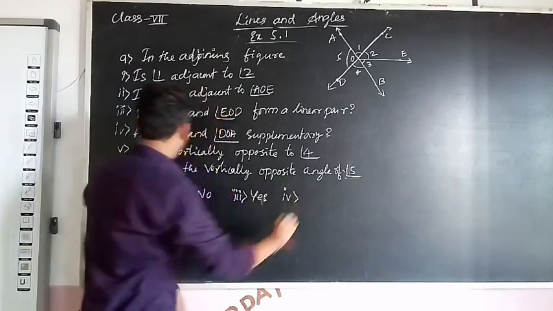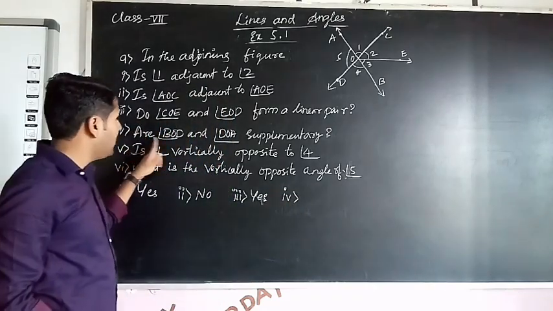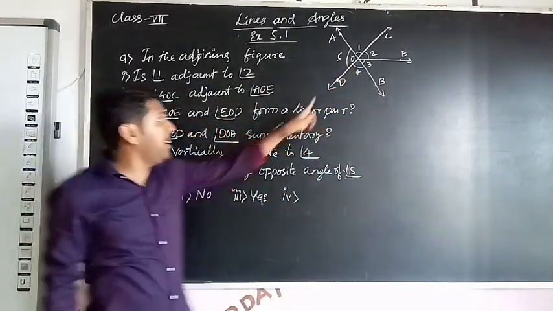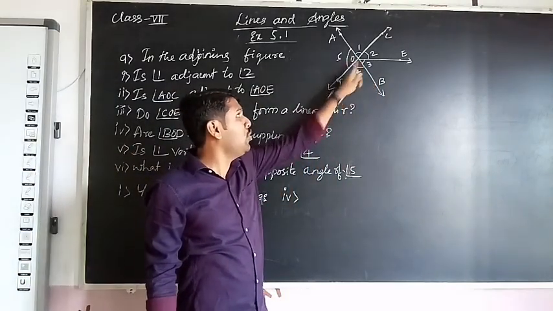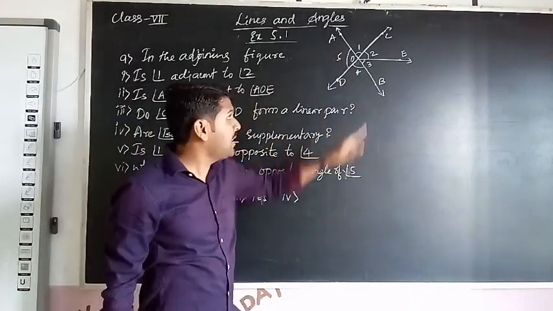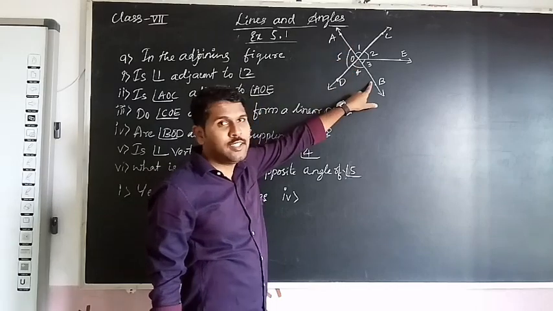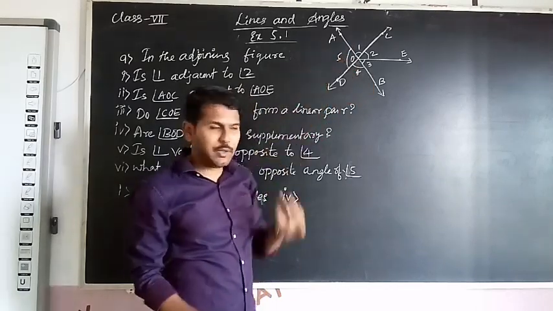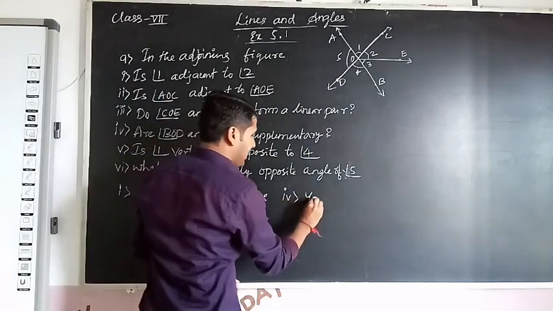Next, the fourth one: BOD, and BOD 4 and 5, are the angles supplementary? Yes or no? 4 and 5, because this is on a straight line. Two angles formed means they are a linear pair. So the fourth one is yes.